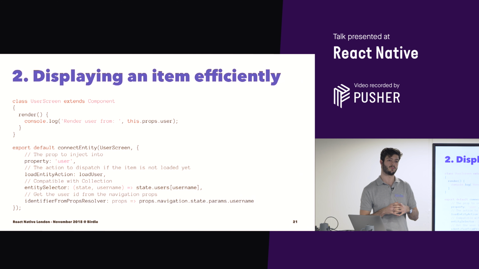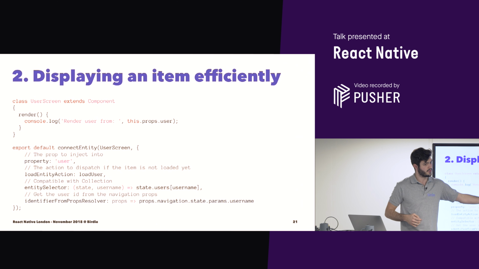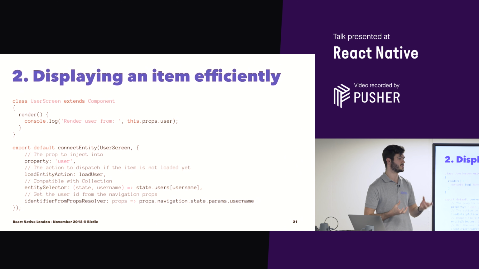And of course, for the performance issue, this is entirely compatible with the collection API I just showed you, which means that since the collection is indexing the items not in an array, but indexing them by ID, you don't have any performance issue because you're just selecting state.users for the username directly. So it's indexed by the username or by the identifier. So this completely solves the performance issue with large lists.